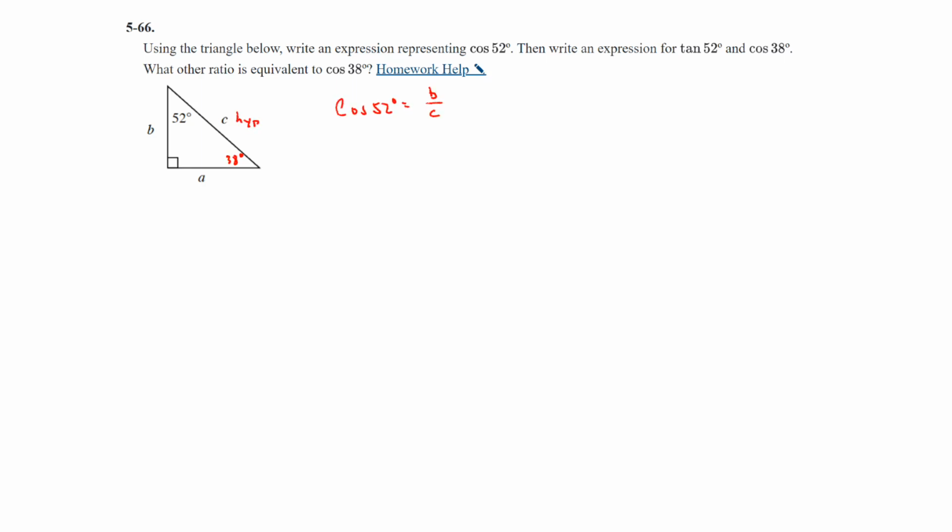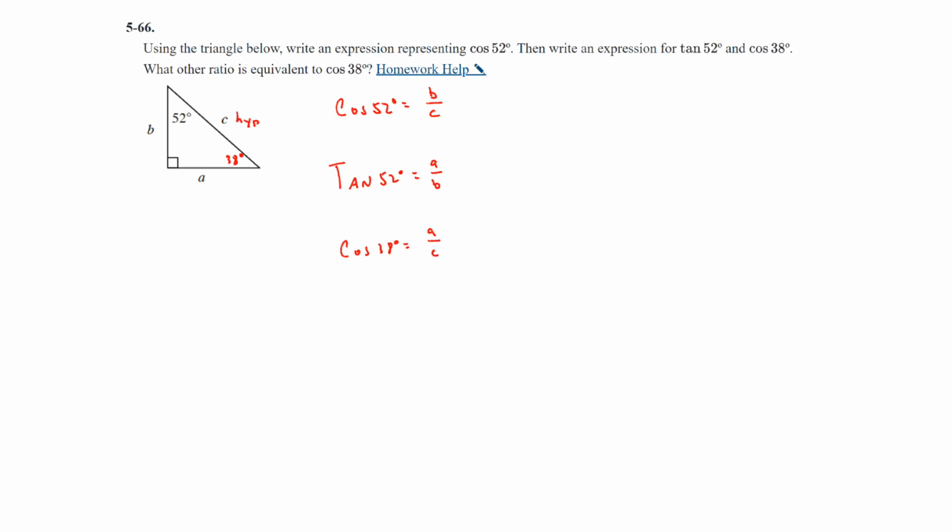Then write an expression for tangent of 52. So we'll do now tangent of 52, and that is opposite, and that's A over adjacent. So that'd be A over B. And then we want to do cosine of 38. So cosine of 38 degrees. Cosine is adjacent, so that would be A over hypotenuse, and that is C. And then it wants what other ratio is equivalent to cosine of 38?